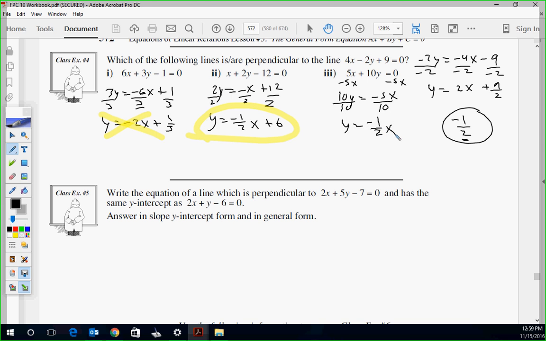Why is it -1/2 that we're looking for? Because we got 2, and 2 is 2 over 1. You flip it and change the sign. So that one's good. So 1 was not good. The second and third were both good. Oh, somebody knocked.